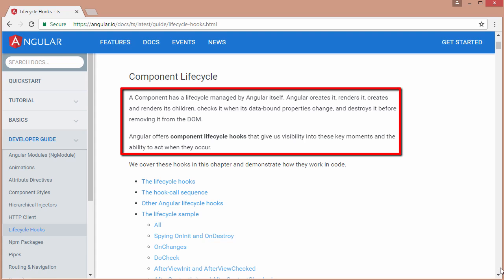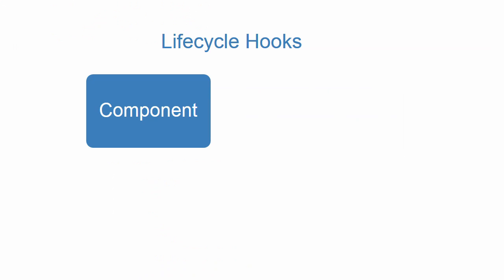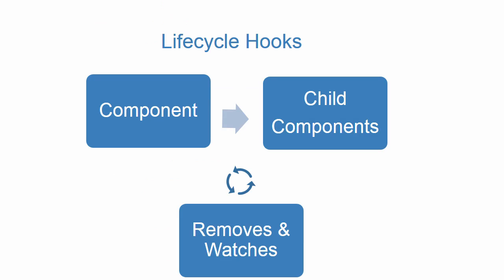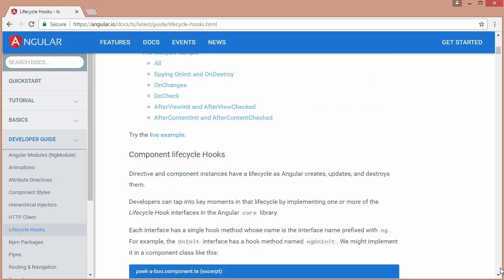Angular offers component lifecycle hooks that give us visibility into these key moments and the ability to act when they occur. So basically, Angular creates our components, and then it builds our child components, and then it watches for any changes that are made to our properties, and finally removes them from the DOM. Angular gives us access to each one of these points in time, and that's what we're using lifecycle hooks for.